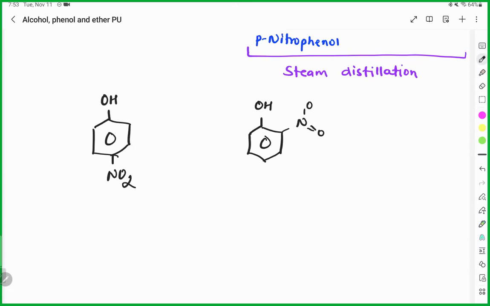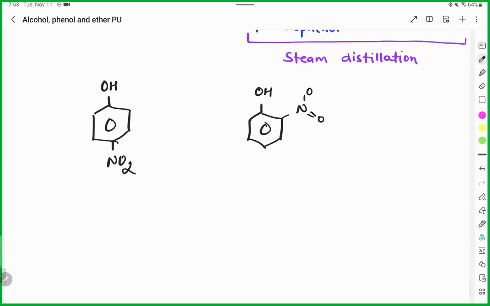So what will happen in this case? You have one ortho and para product. In one case there will be hydrogen bonding within the same molecule, correct? So here you will have intramolecular hydrogen bonding, within the same molecule. Inter means between different molecules.